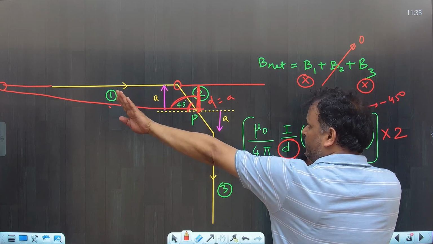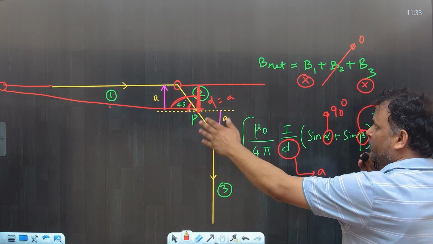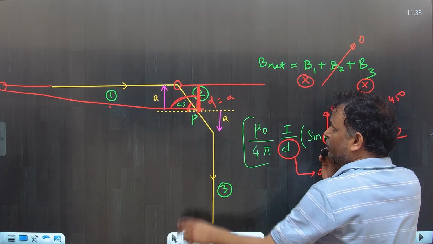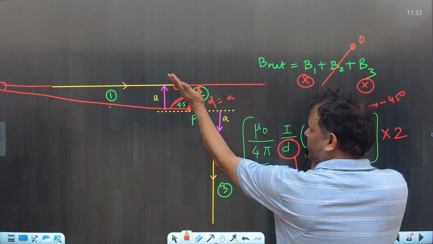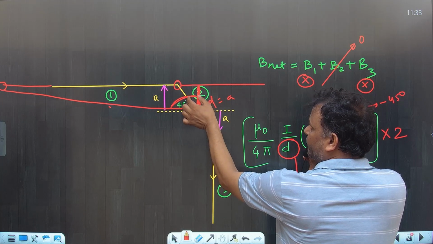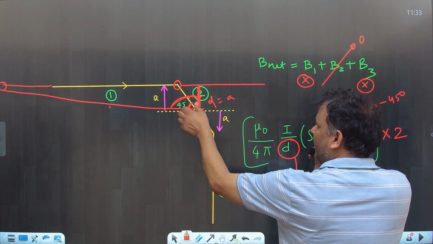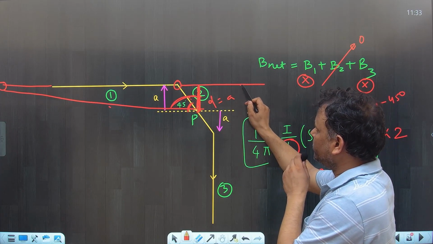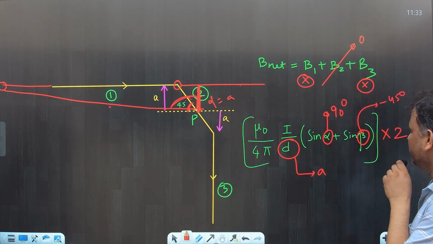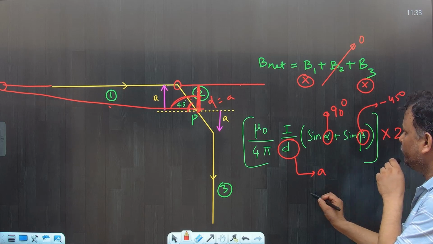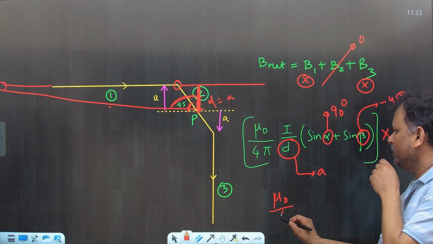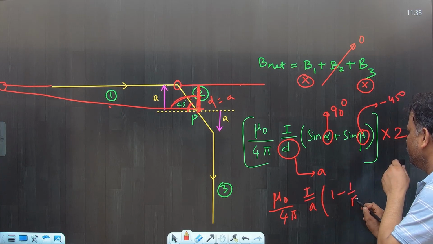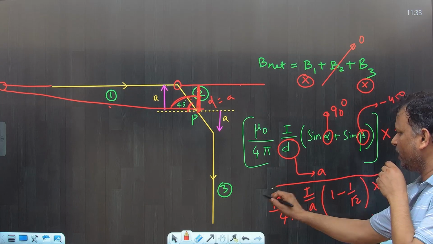Both ends are on the same side. Earlier I have said whenever both ends are on the same side, then this will be positive and this will be taken as negative. So this end of the wire is making an angle of 45 degrees with this perpendicular, and it will be negative. If this were from up to this side, then we will take it positive, right? So it is minus 45 degrees. So you will write mu naught by 4 pi into I by A into 1 minus 1 by root 2 into 2. This is the whole idea.